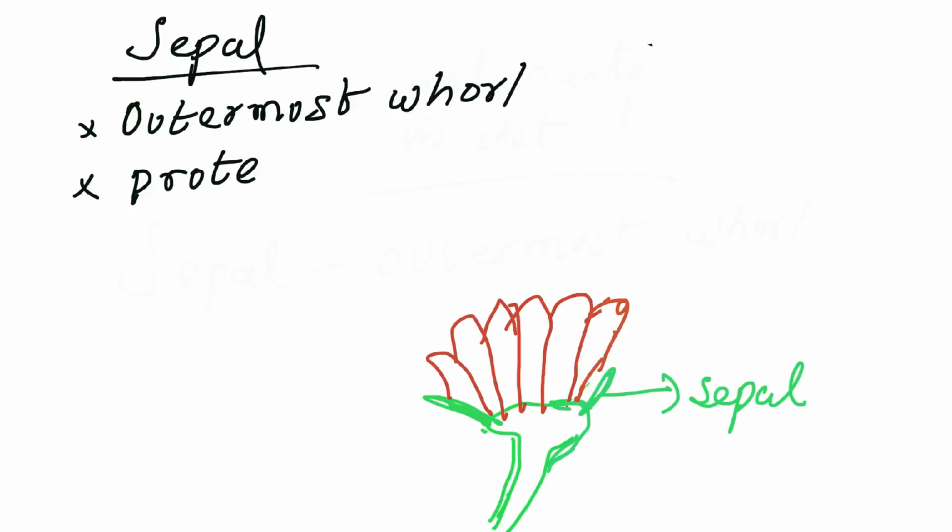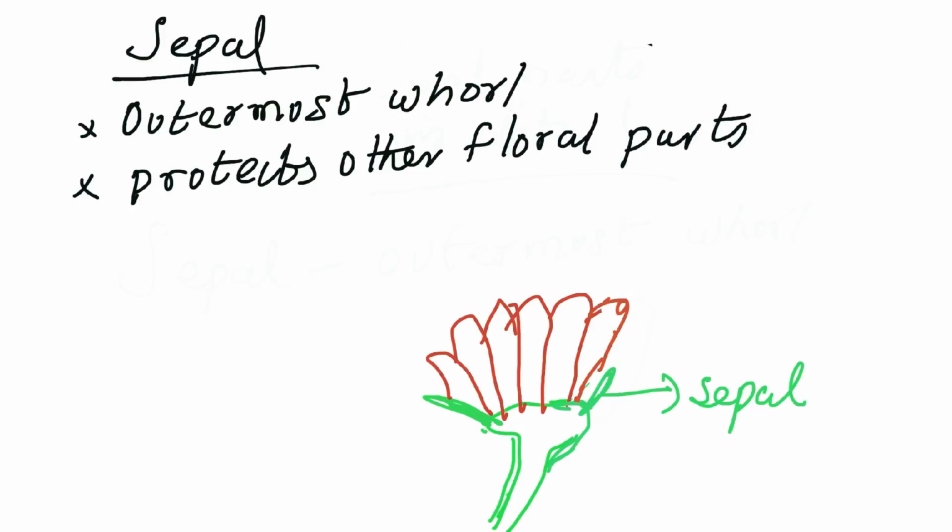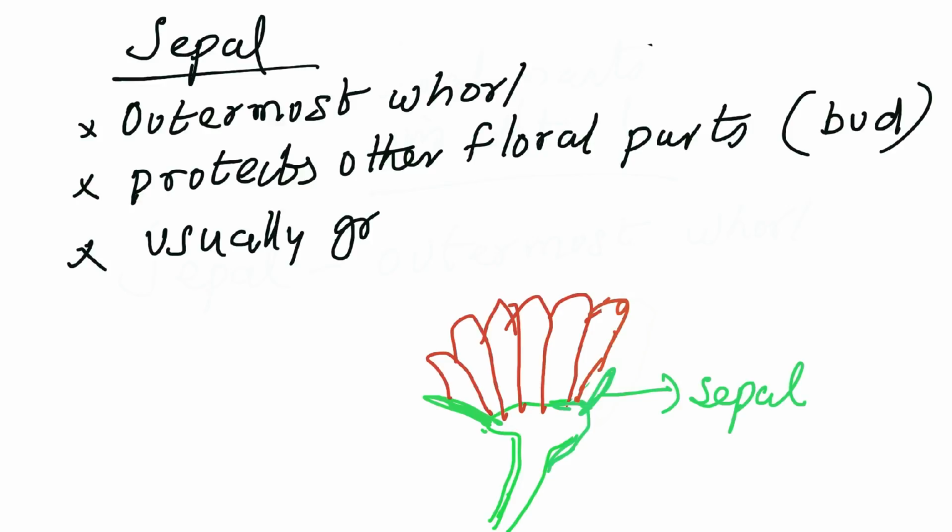What is its importance? Its role or its basic function is to protect the other floral parts when the flower is a bud. So at the bud stage, it protects other floral parts. That's its basic important role. And of course it's usually green.